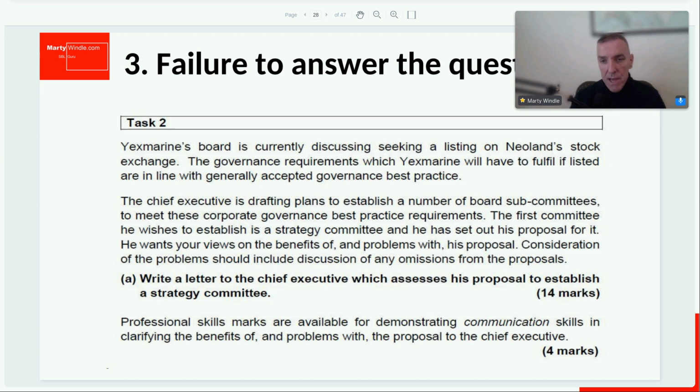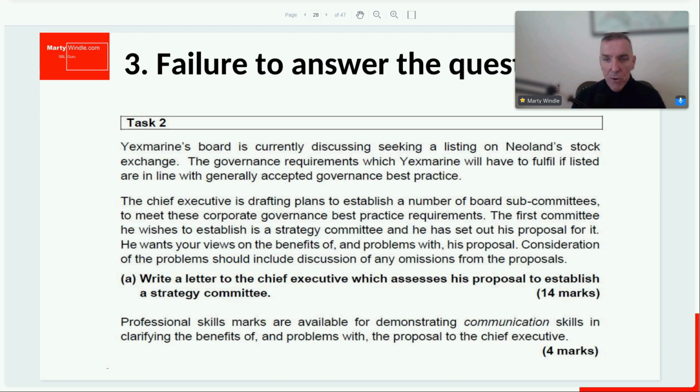So the keyword is assess. Assess is good or bad, right? Benefits and problems. So they tell you, okay, we've got to do a letter. Communication means the right format. Benefits and problems, right? But there's one thing that you've got to be careful of and you might have missed here in terms of a requirement. So don't just jump into the requirement. Always read the preamble first.